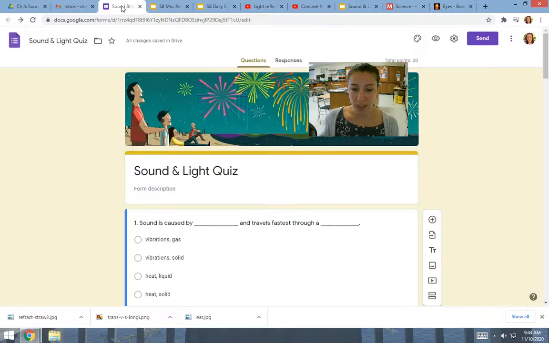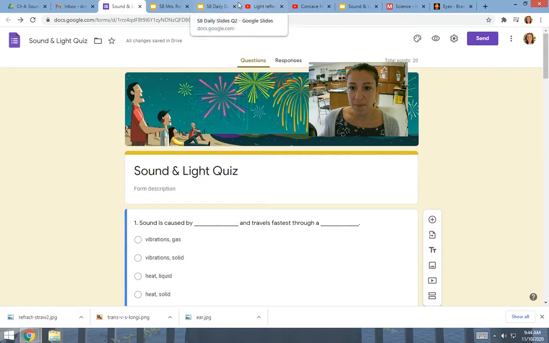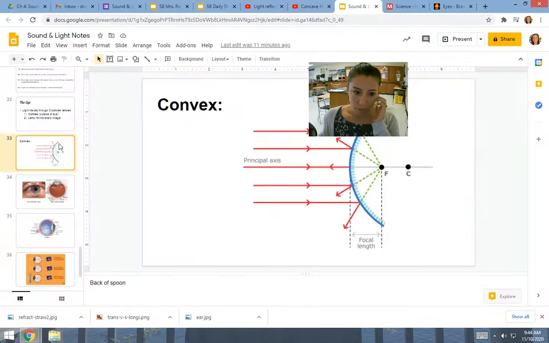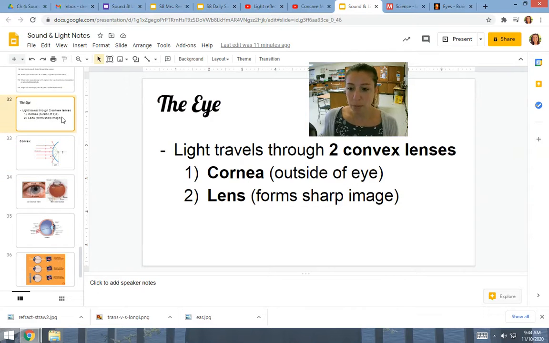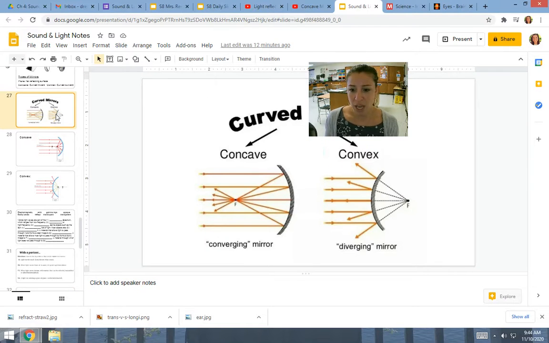All right, you should have taken your quiz already. So here is the sound and light quiz. What I want to do first, before we move into talking about the eye, is review our lenses. We have concave mirrors and convex mirrors. Remember, concave focuses all the light back towards the middle and we get this focal point. If you're beyond the focal point, the image is upside down. If you're inside the focal point, the image is really big and right side up.